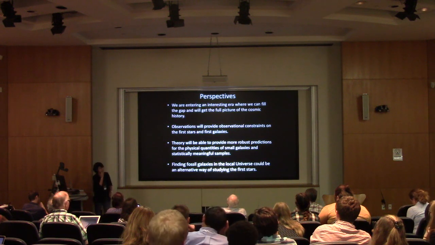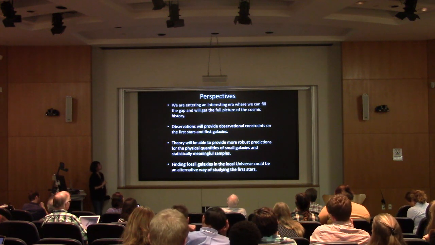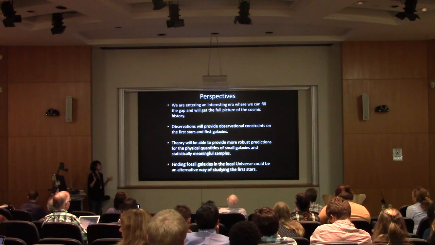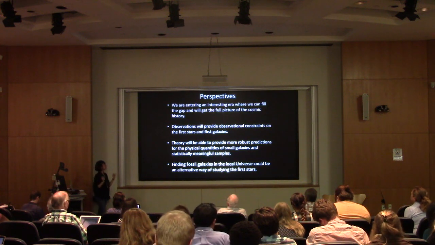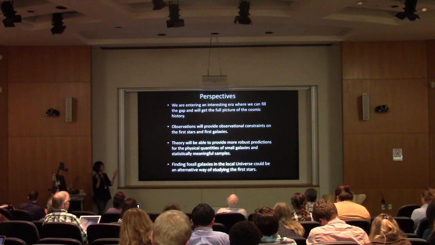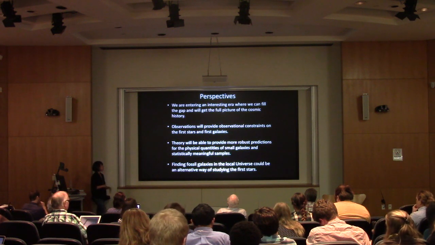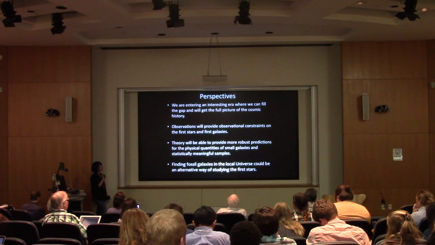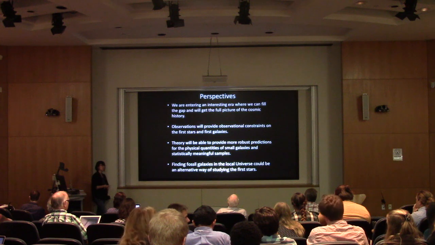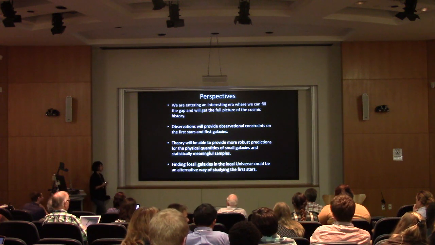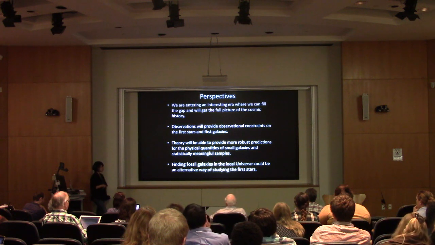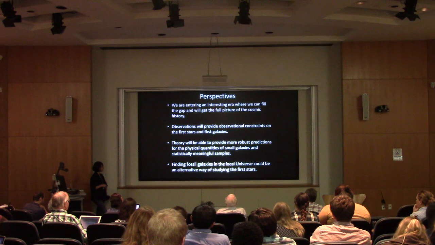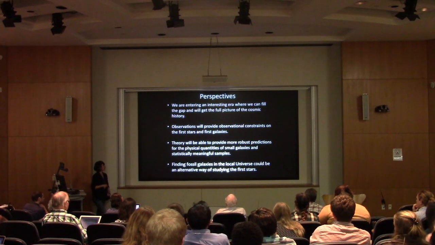Okay, so here are the perspectives. We are entering an interesting era where we can fill the final gap at redshift around 10, and then we're going to have a full picture of the early universe and of cosmic history. There will be a lot of observations of high-z galaxies that will provide observational constraints on the first stars and first galaxies. At the same time, theory should provide more samples and more robust predictions for those observations. And another way of studying first stars will be by finding the first stars' galaxies in the local universe. Thanks.